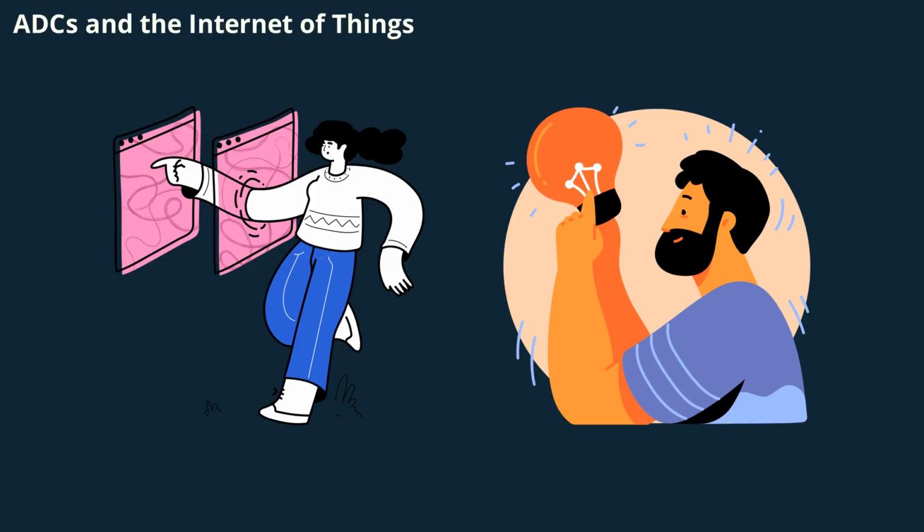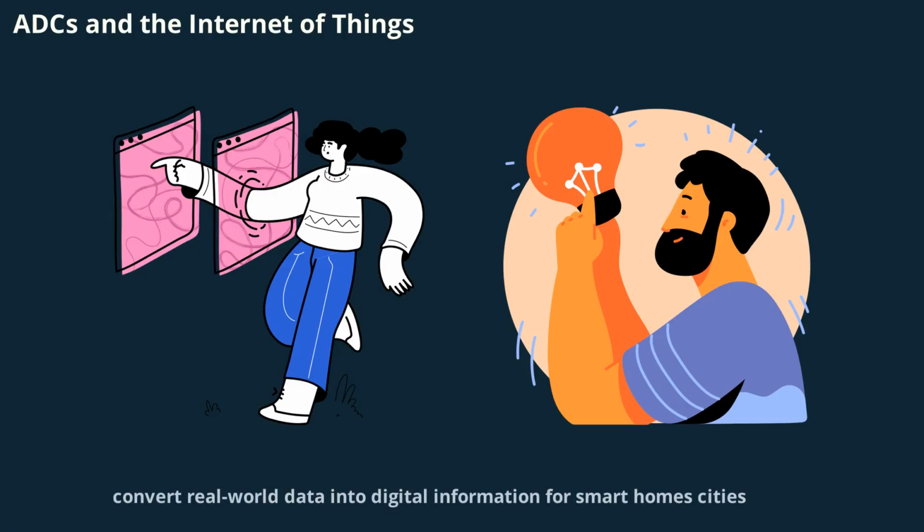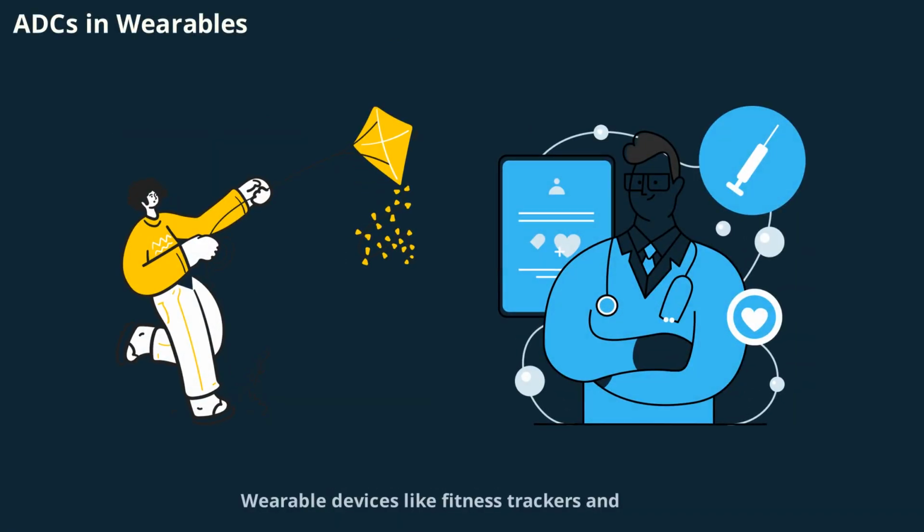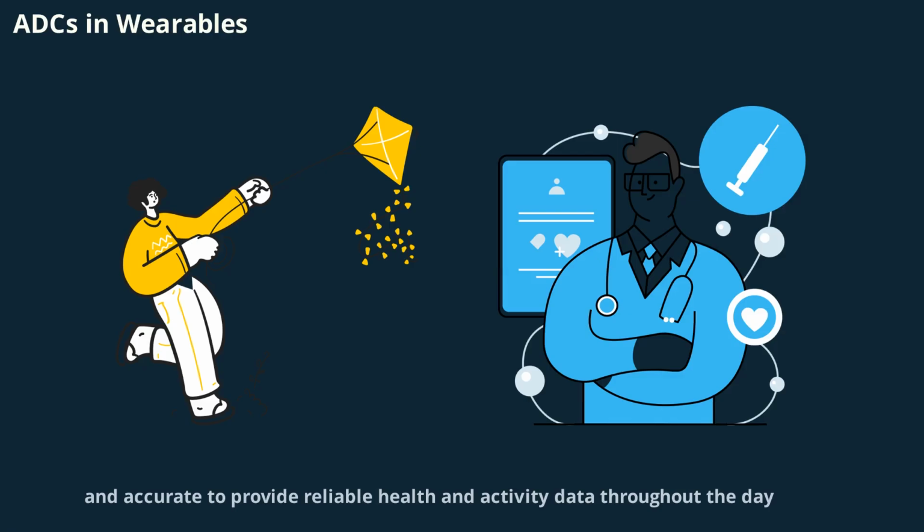The Internet of Things, IoT, relies heavily on ADCs. Billions of sensors around the world use ADCs to convert real-world data into digital information for smart homes, cities, and industries. As IoT grows, the demand for efficient, reliable ADCs will only increase. Wearable devices like fitness trackers and smartwatches use ADCs to monitor heart rate, movement, and more. These ADCs must be small, low power, and accurate to provide reliable health and activity data throughout the day.